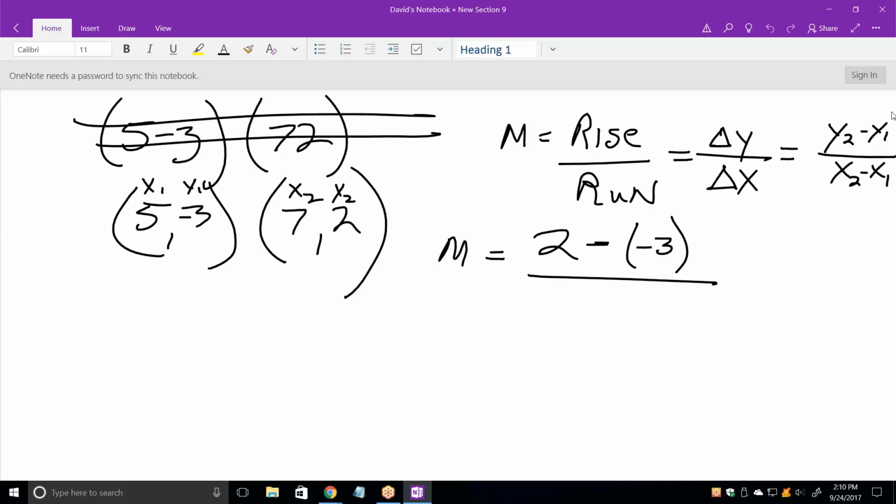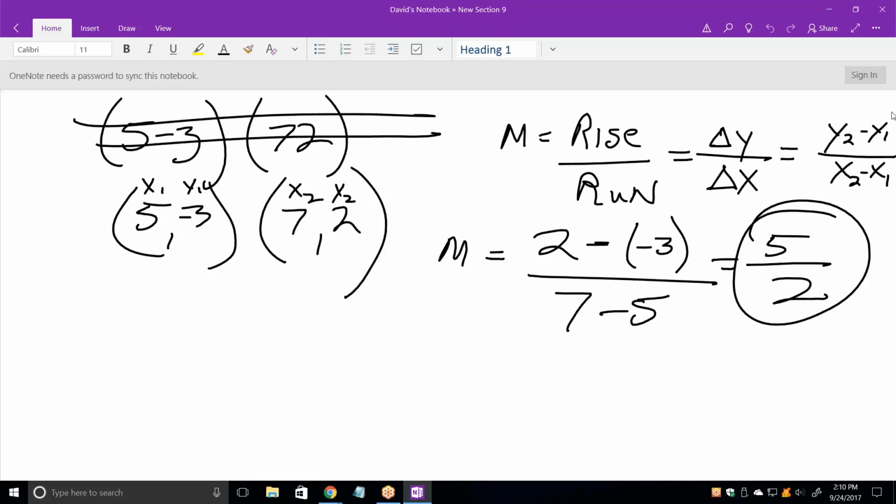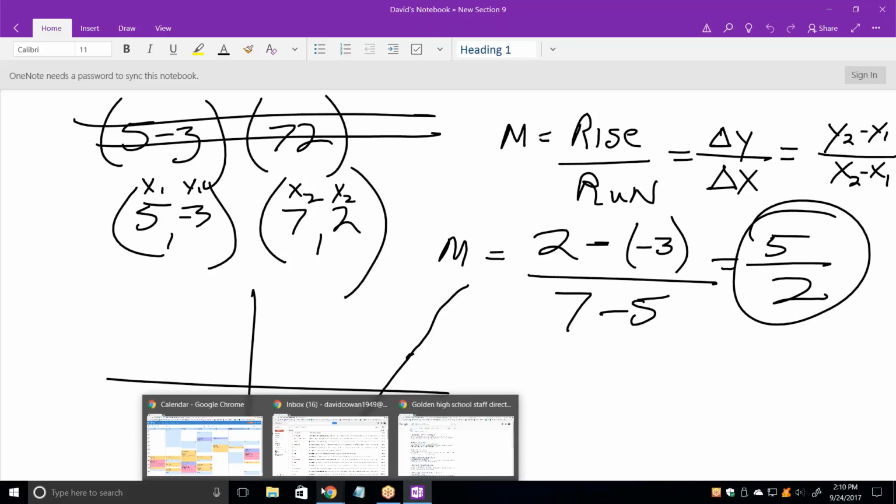What's the bottom going to be? 7 minus 5. Okay. What's that answer? So we get 5 over 2. That's the slope. Okay, cool. The line that contains those 2 points. In other words, if I were to graph that, the first point would be about right there. The second point would be about right there. If I connect those with a straight line, that's a slope of about 5/2.